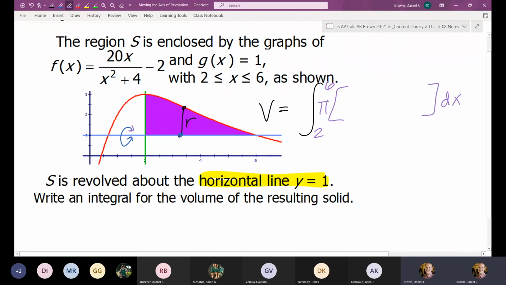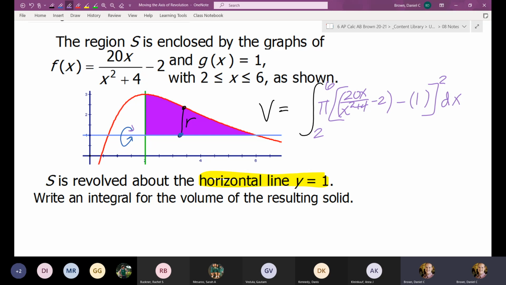And then we want to find that r value, top minus the bottom. What's that top function? 20x over x squared plus 4 minus 2, minus the bottom function, which is just 1. And then, of course, don't forget your squared, because it is based off a circle, pi r squared.